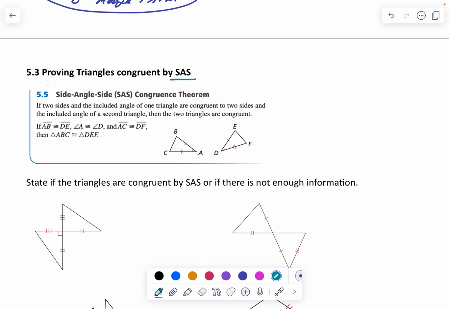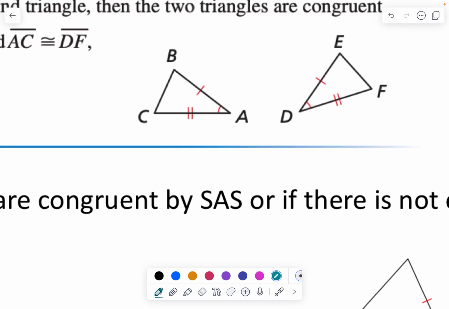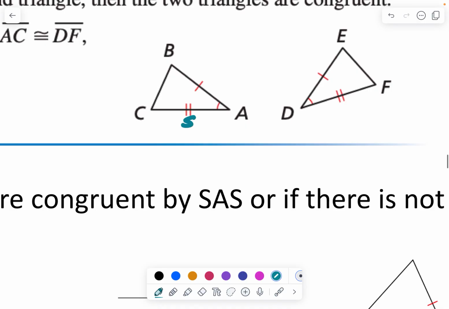And so the key here, though, is side angle side. It has to be all right in a row. In other words, it's 2 sides with the included angle. Or in other words, the sides are like the sides of the angle. So look here. See how it's like side, angle, side? That the sides are the sides of the angle.